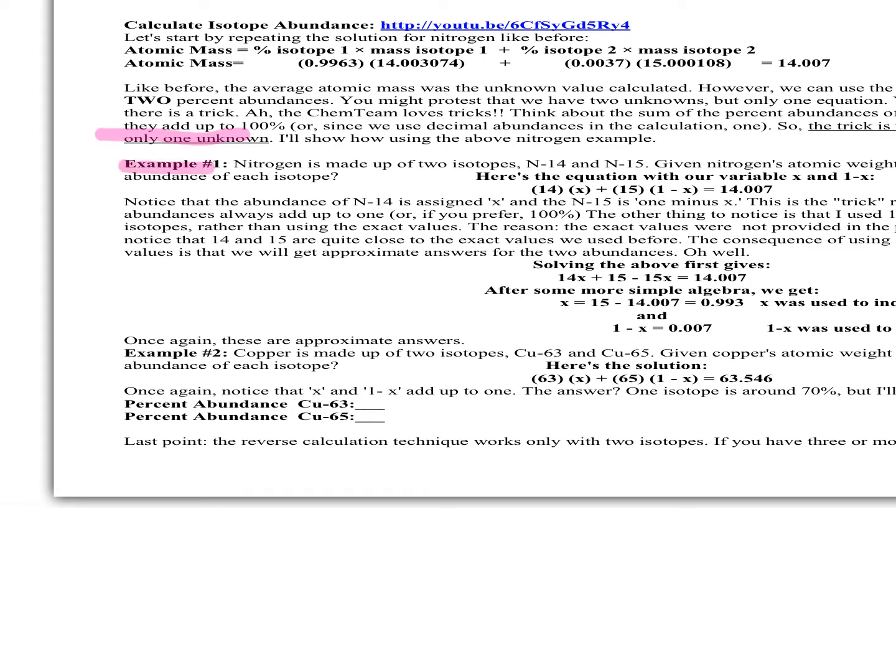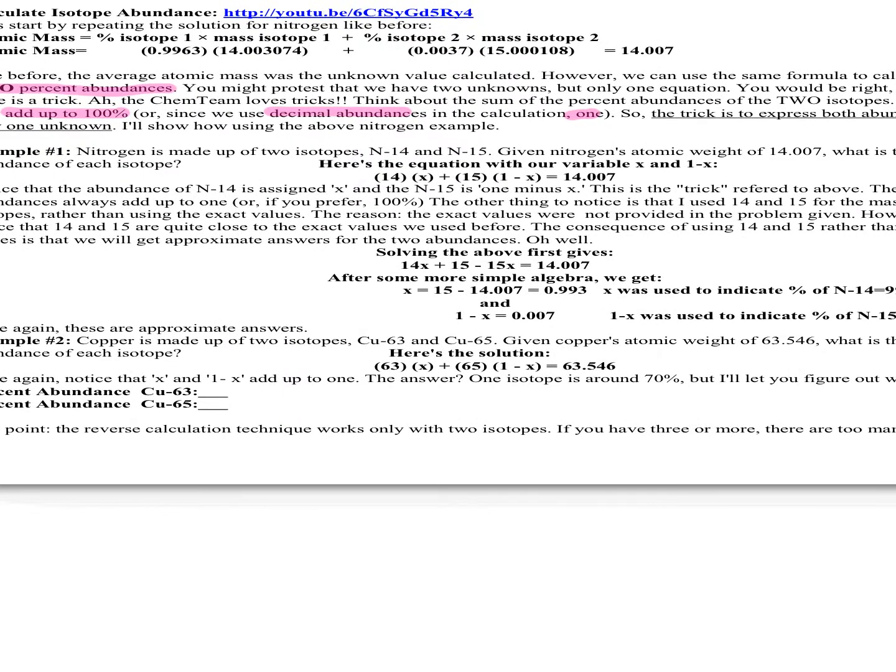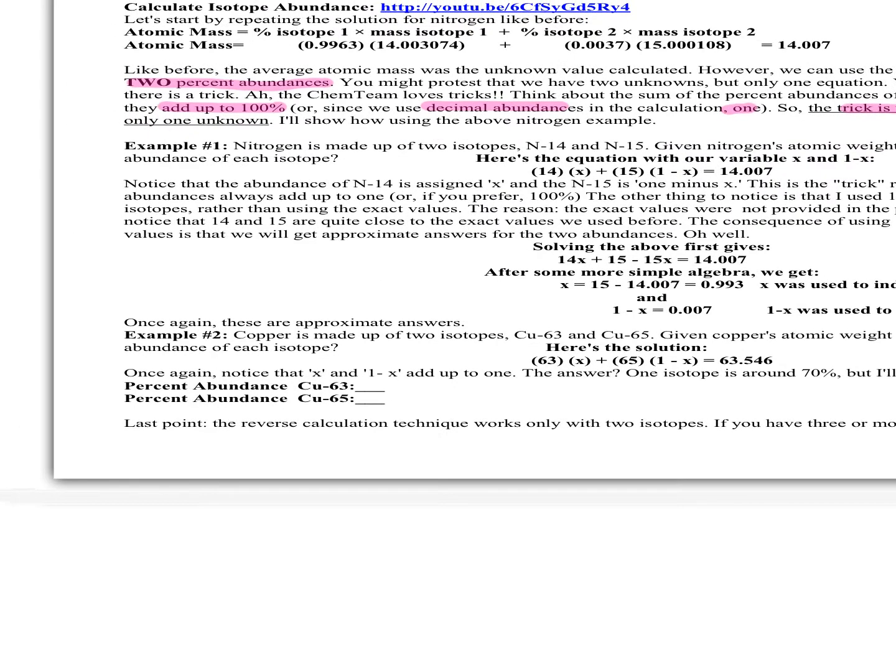They add up to 100%, but since when we calculate percents, we put them in decimals, they add up to 1. 0.99 plus 0.01, or 99% plus 1%, would add up to 1. So the trick is to express both abundances with only one unknown.